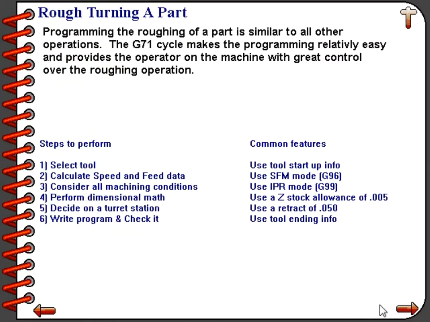Programming the roughing of a part is similar to all other operations. The G71 cycle makes the programming relatively easy and provides the operator on the machine with great control over the roughing operation.